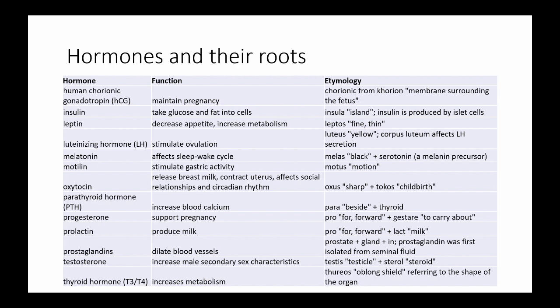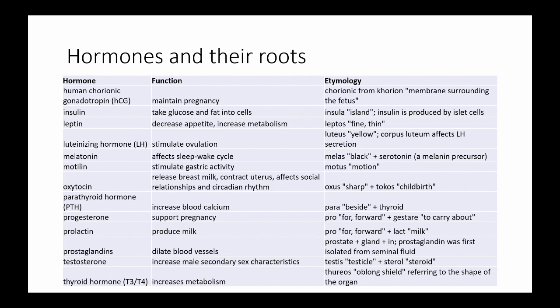Insulin causes uptake of glucose and fat into cells. It comes from insula, meaning island. Insulin is produced by islet cells in the pancreas. Leptin decreases appetite and increases metabolism. Comes from leptos, meaning fine or thin.